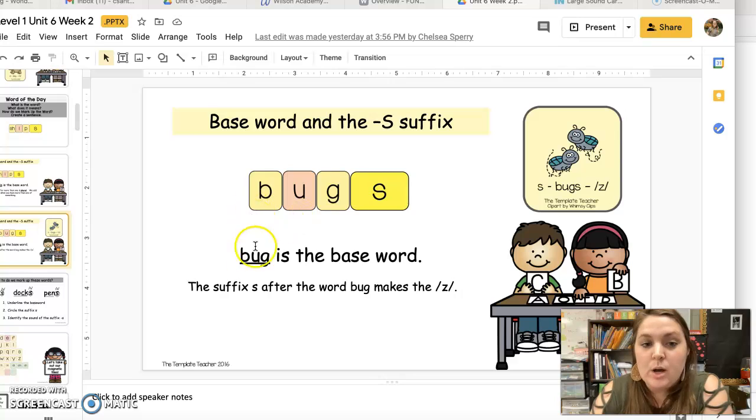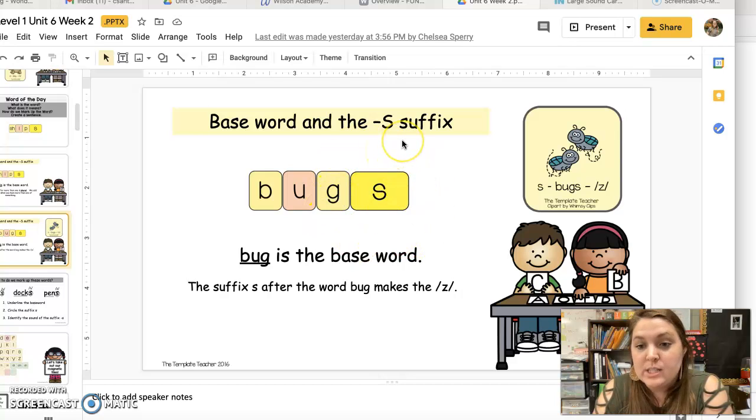Okay, we need to underline the base word because the base word is bug, right? And we would put this right here, a line, a Z, and a line above this S because that suffix says the Z sound. And we need to circle our suffix.